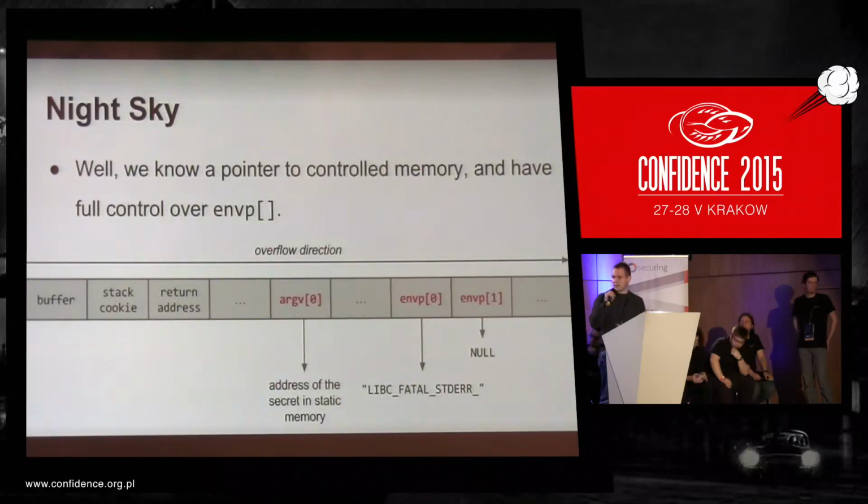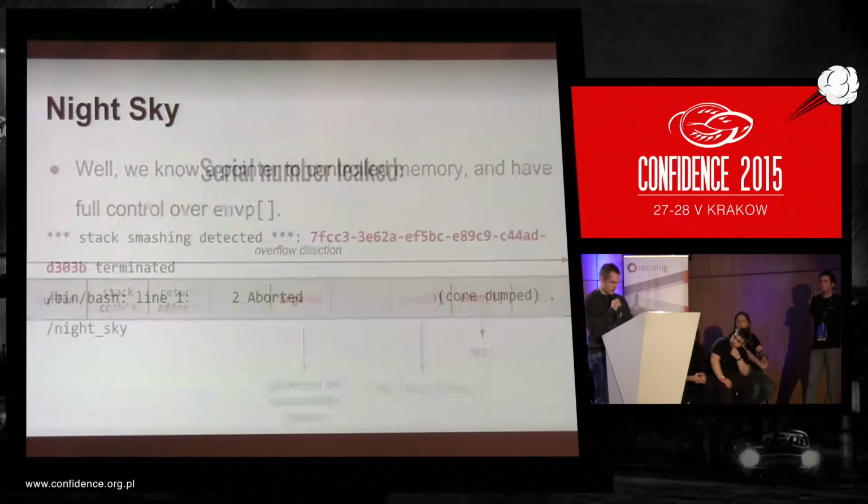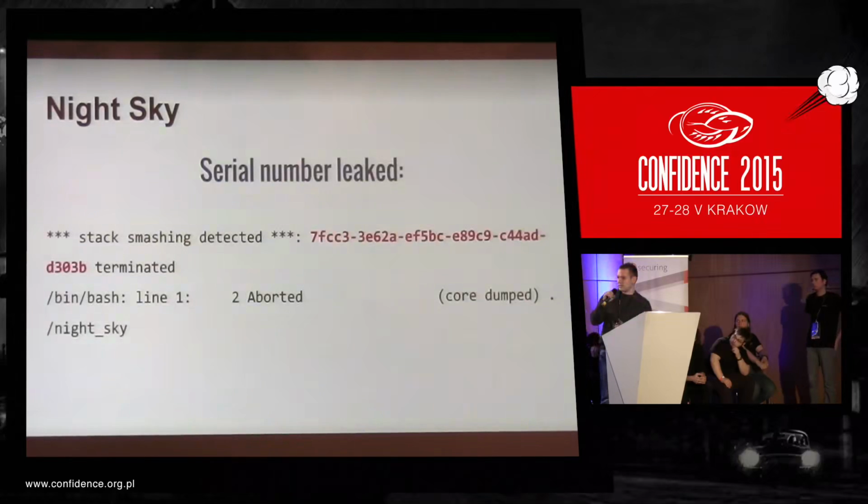But as it turns out, since you control all of the stack and you read so much data into it, there's nothing to stop you from really setting the environment variable by yourself. So you could just set the envp pointers to the LIBC_FATAL_STDERR_ string, which you could have placed in static memory, which you know. And then you could set the argv[0] pointer to the address of the secret in static memory, which was needed to register the program. So you could trigger this memory disclosure this way, and then you could leak the real program serial that you could use to register it.